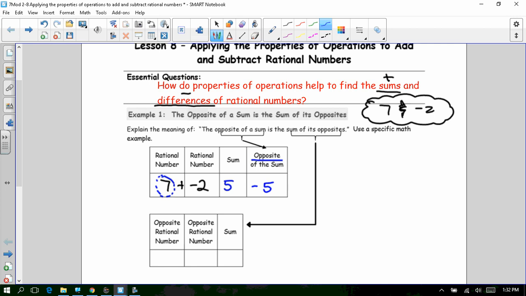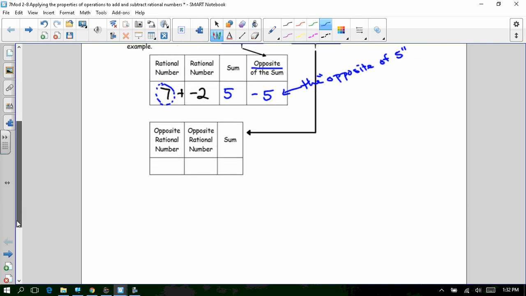You could literally read -5 as the opposite of 5. Instead of saying -5, just say the opposite of 5. According to this, it says the opposite of a sum, which we know is now -5, is the sum of the opposites.